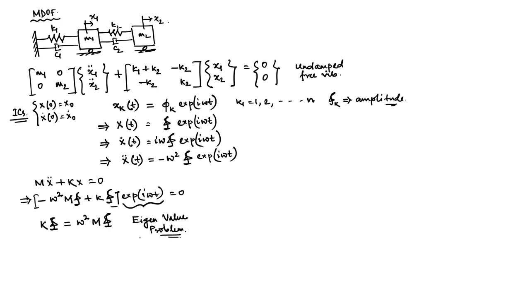So, that is the first thing we have identified. It is exactly the same as what we did in the case of the SDOF system. The only difference in this case is that we have a matrix equation, so accordingly we have to treat this equation. Now, we can rewrite this equation into a more compact form. So, it will be k minus omega square m times phi is equal to 0.